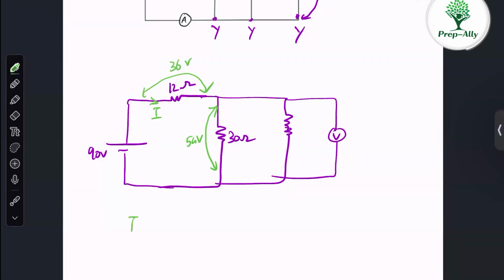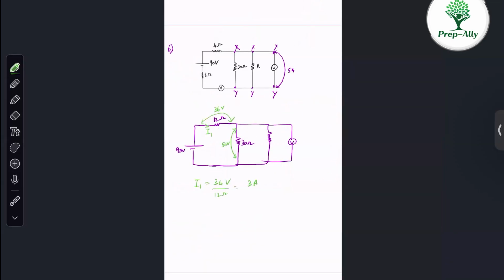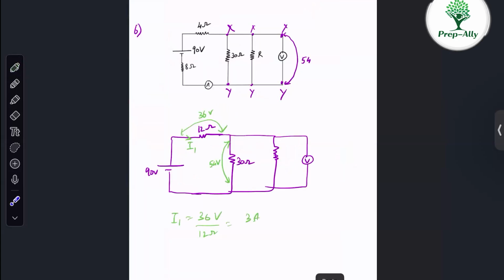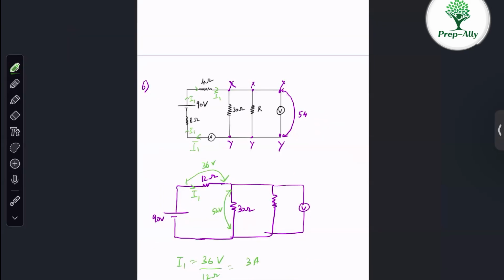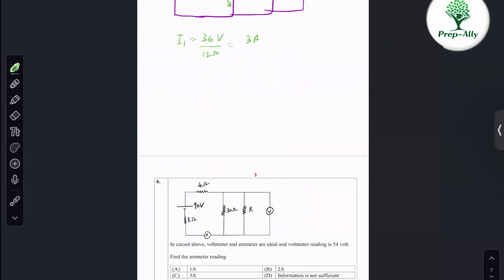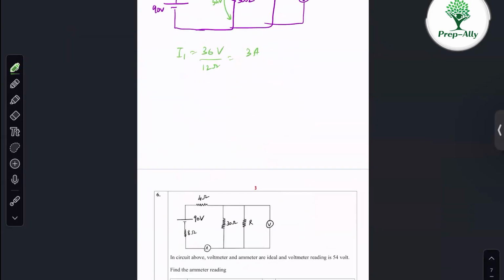Immediately we can find what this current is. This current will be equal to 36 volts by 12 ohms, which is 3 amperes. So the only thing we did is combine this 8 and 4 together as 12, because the same current was flowing in both. So whatever current I1 is flowing through the meter, the same current I1 will flow through the 4 and 8 both. So the ammeter reading will be 3 amperes.